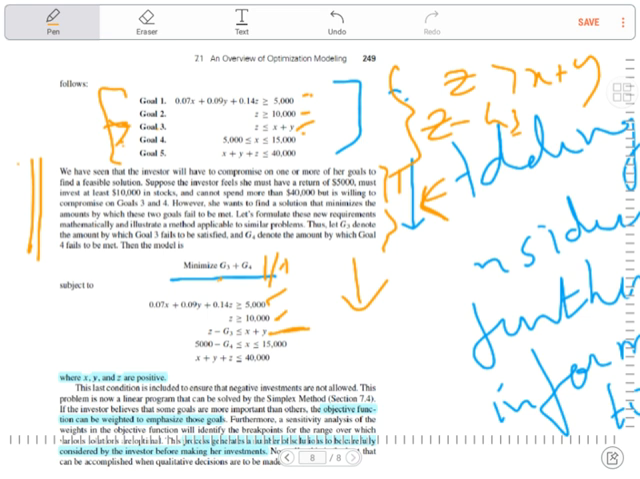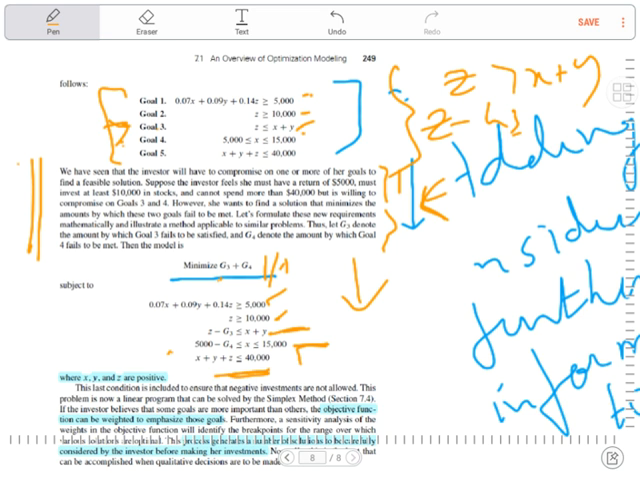And similarly goal 4 is also not achieved. There the deviation is applied on the left hand side, 5,000 minus G4. So in that case the new constraint corresponding to goal 4 turns out to be this one. And the last one remains as it is.